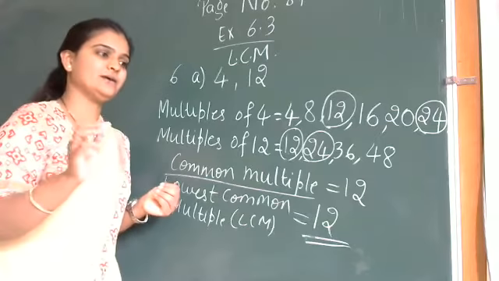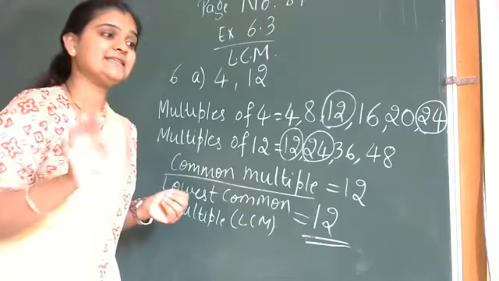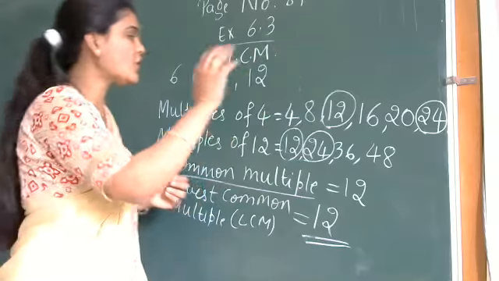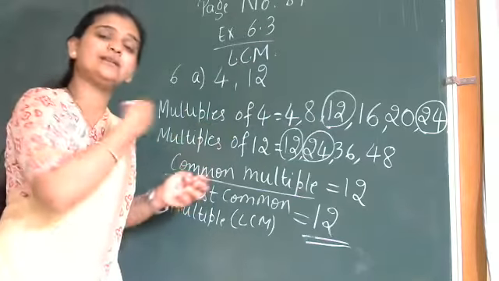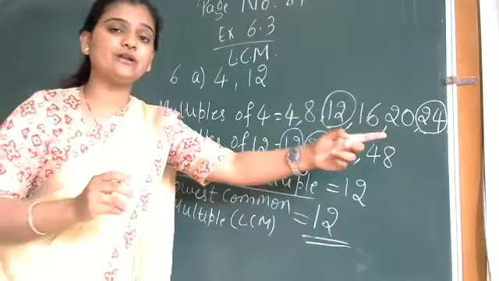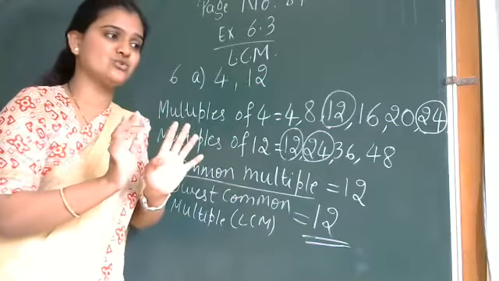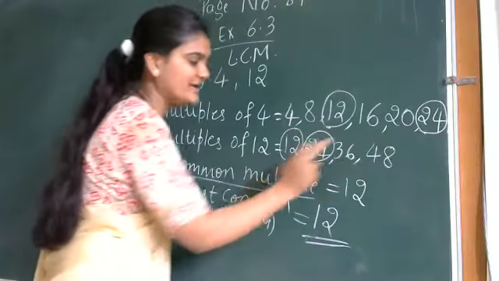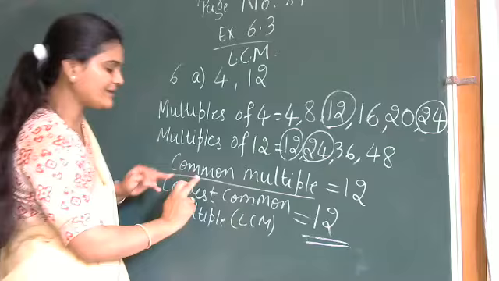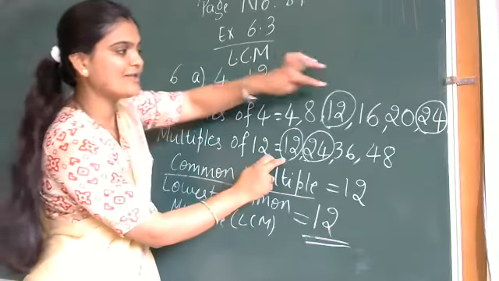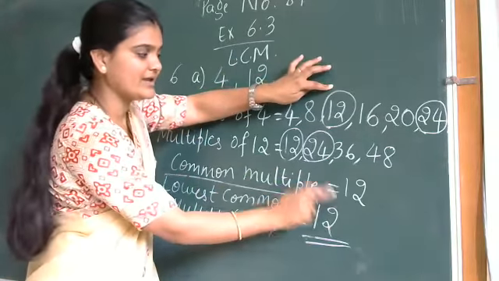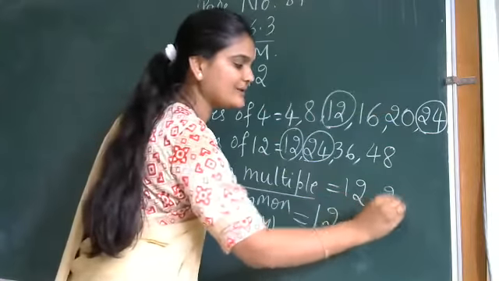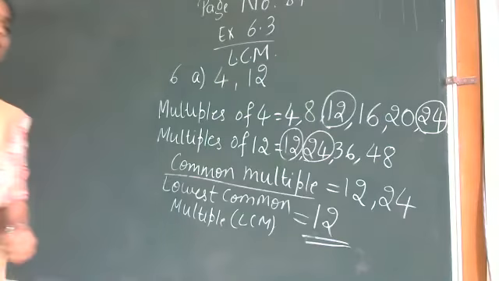See children. See, they have asked only lowest common multiple. If they have asked you multiples of 4, multiples of 12, then you can write up to 10. You can write everything. No issue. Yes, 1 minute. 4 6s are 24. Even we have 24 here. Now you tell me what are the common multiples? 12 is written. Okay? 24 is here. Even we have 24 here. So can we write a common multiple as 24?